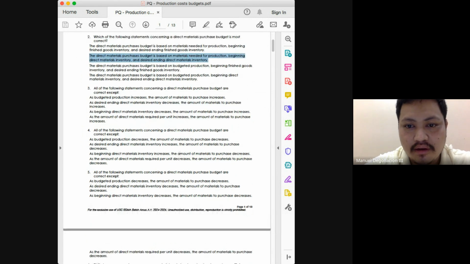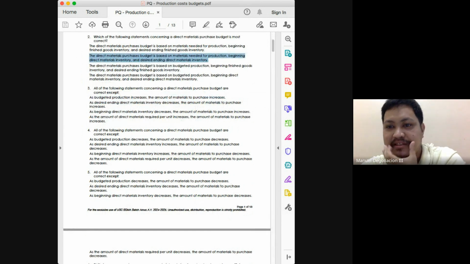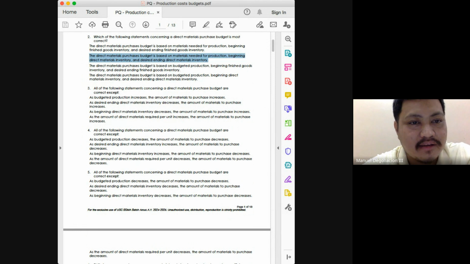So number three, all of the following statements concerning indirect materials purchase budget are correct, except. So we're looking for the incorrect statement. So let's go over the statements. The first statement: as budgeted production increases, the amount of materials to purchase increases. Okay, that is obviously correct. The more you intend to produce, the more materials that you will have to purchase.